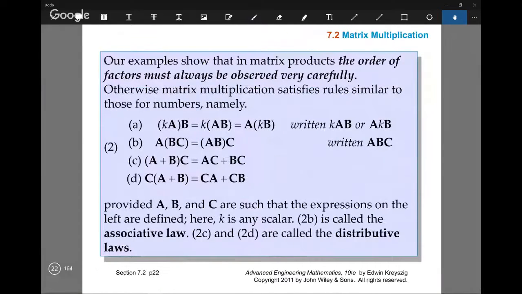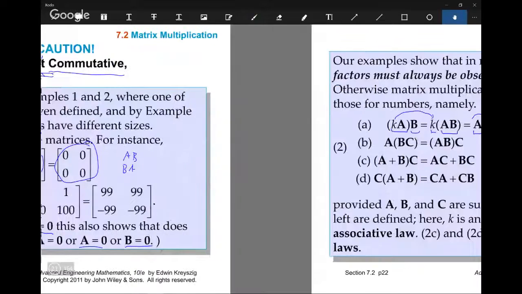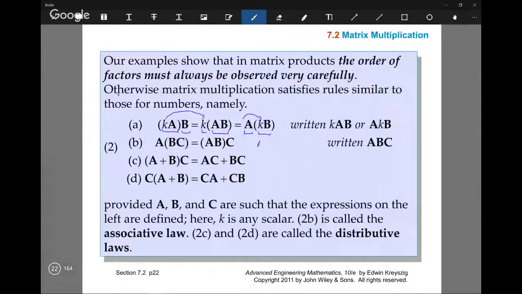But other properties for matrix multiplication are indeed satisfied. So K times A times B is the same as K times A times B, is the same as A times K times B. So scalars can move around. This number can instead move around. That's okay. And it's associative. So associativity is indeed true. What that means is I can first compute B times C and then multiply it with A, or I can compute AB and then multiply it with C.